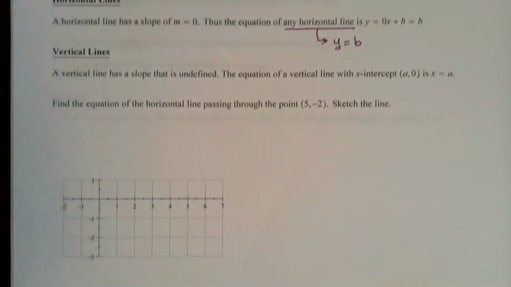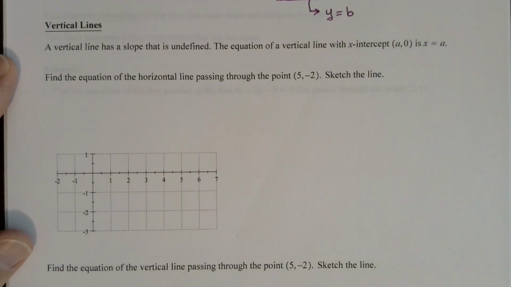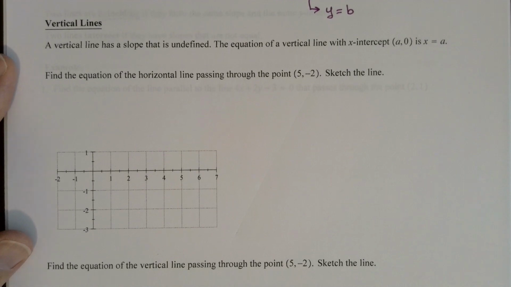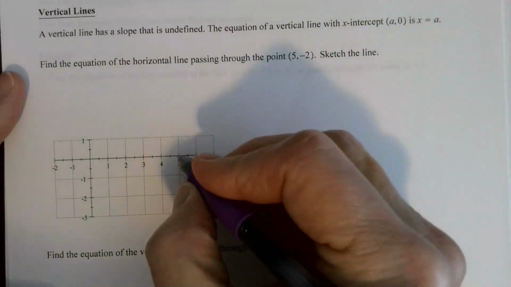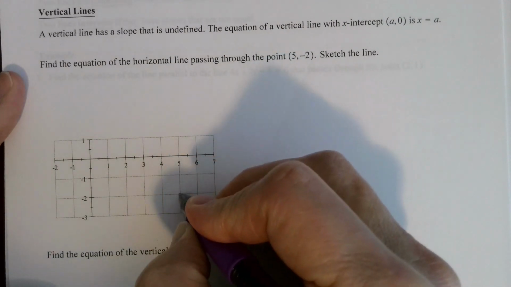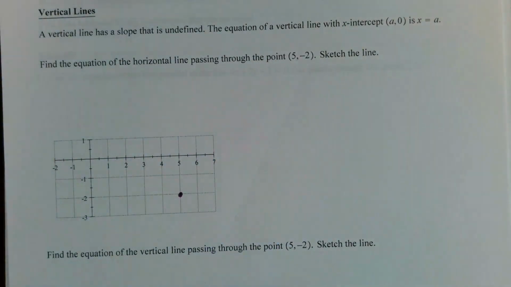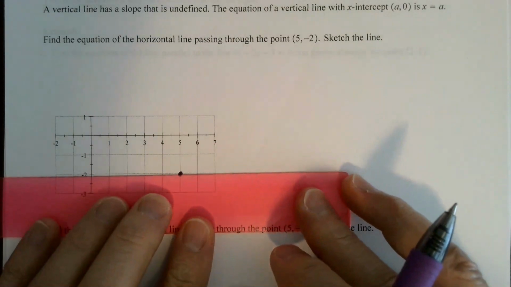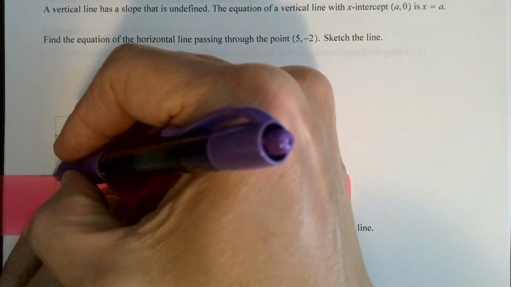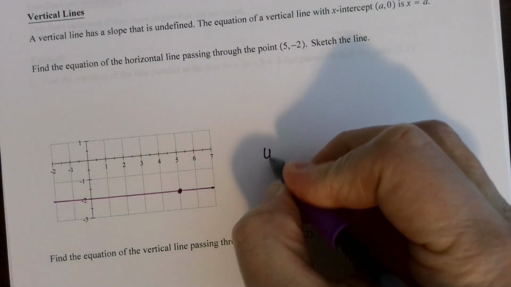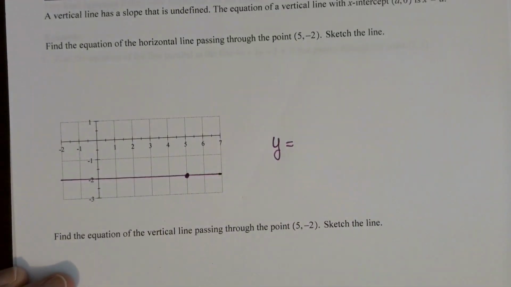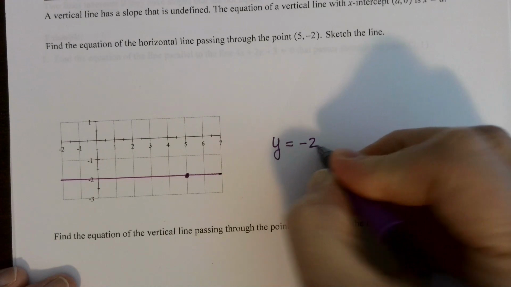So let's find the equation of the horizontal line passing through the point (5, -2), and sketch the line. Well, we can sketch the line pretty easily. (5, -2) is here, and our horizontal line is going to be this line right here. And remember, horizontal lines are always y equals a constant. And what's that constant in this case? Negative 2. That's the y-intercept.